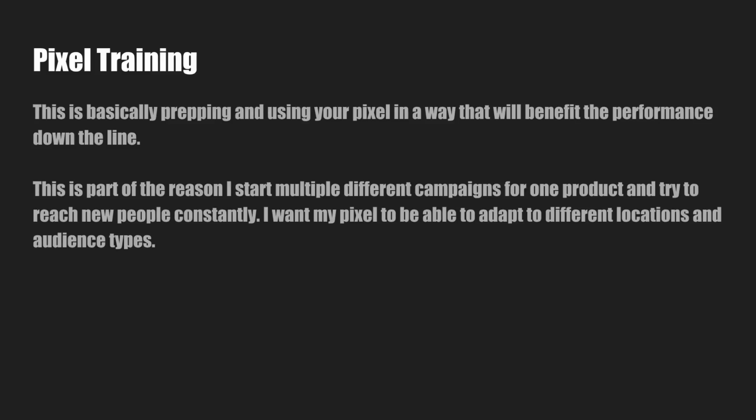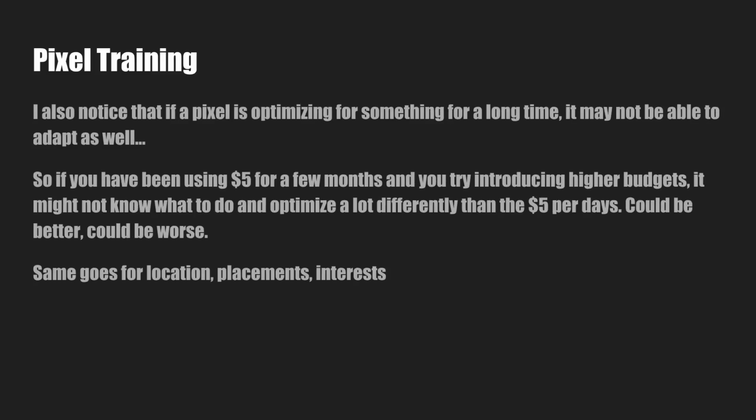It doesn't matter how much pixel data you have stored. I notice when a pixel is optimizing for something for a long time, it's not able to adapt as well. A good example of this is if you've been using $5 budgets for a few months and you try introducing higher budgets, it might not know what to do and optimize a lot differently than at $5 per day. It could be better or it could be worse. Same goes for location, placements, and interests. If you're only targeting one interest, I talked about this a little bit in part 2. If you're only targeting Facebook feeds, it could be hard to get Instagram feeds to work.